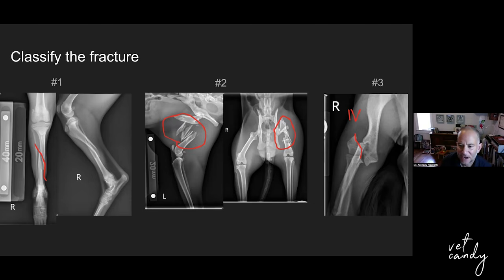Okay, that's my review of things that I think you might see on the NAVLE. I keep calling it boards. I guess you guys call it the boards too, right? It's a national board exam.